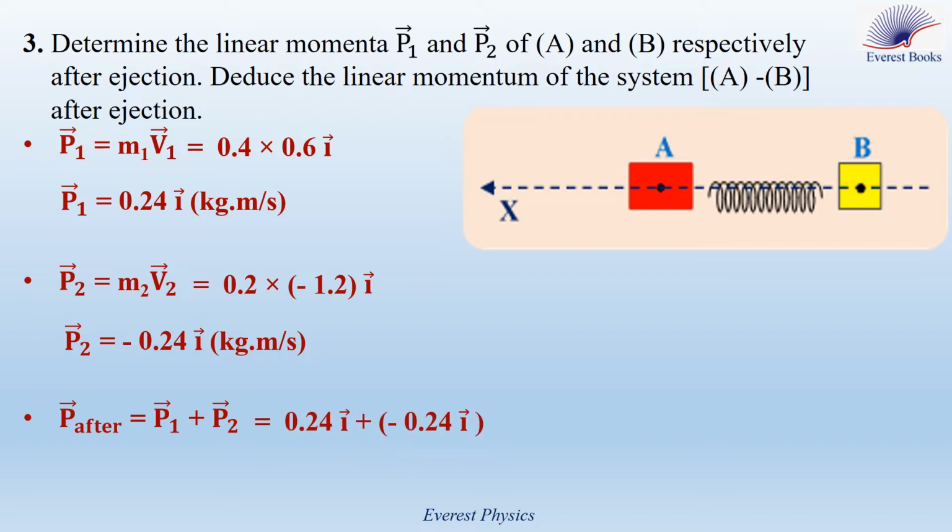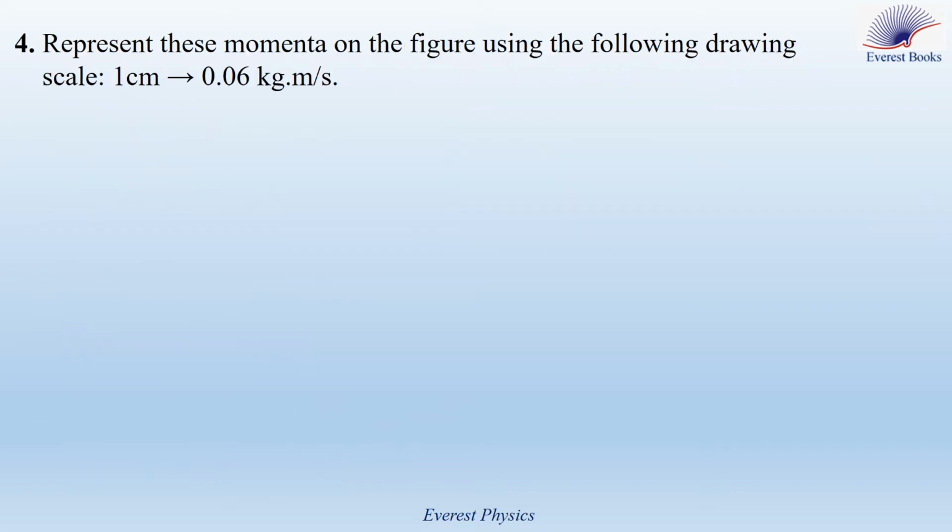So P after, or P system after ejection, is given by 0.24 i, which is the linear momentum of A, plus minus 0.14 i, which is the linear momentum of B. Therefore, P after, or the linear momentum of the system after collision, is equal to 0.